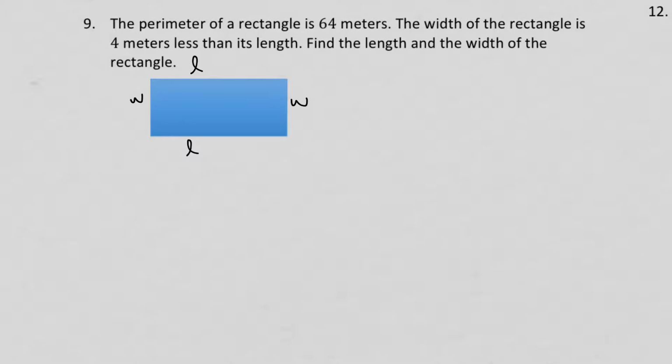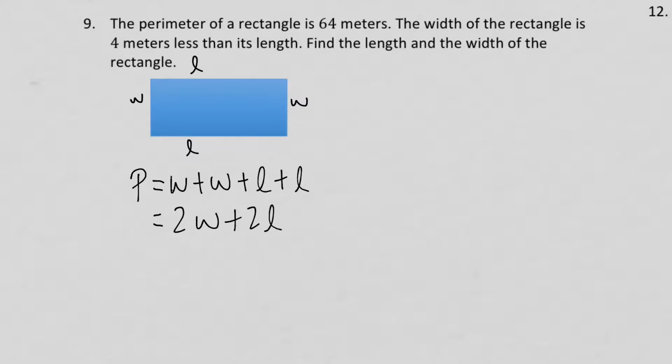I know that the perimeter of a rectangle means add up all the sides. So it's W plus W, two of them, plus L, which you could write much easier as W plus W is 2W, and L plus L is 2L. That's the formula for the perimeter of a rectangle. We're going to use that to try to solve.